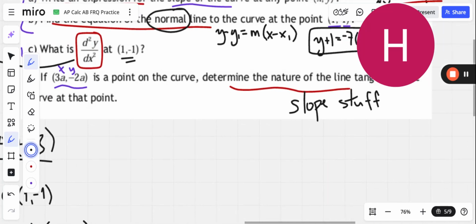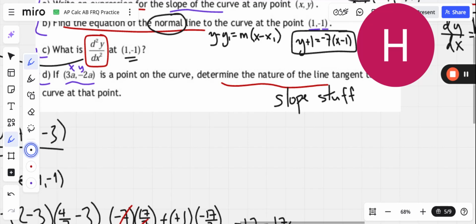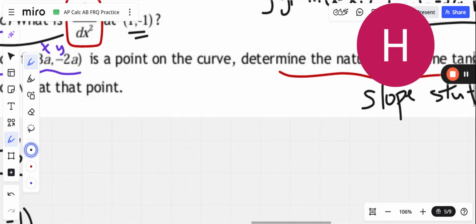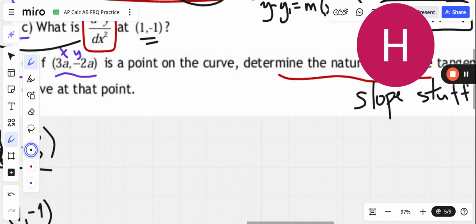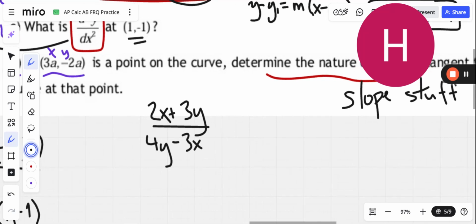So how can we figure this out? Well, we can plug this point into the derivative, and that's going to tell us what's happening with the slope. How do we plug this into a derivative? Well, we have the expression for the derivative, right? It's 2x plus 3y over 4y minus 3x. So if we just plug in the 3a, that's going to give us 6a. And if we plug in the negative 2a for y, that's going to give us negative 6a.